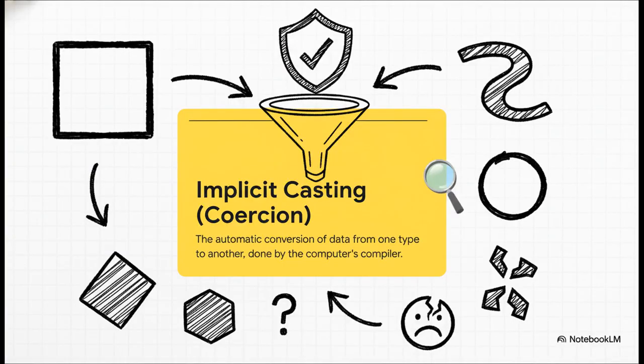This whole automatic process actually has a name. It's called implicit casting, or sometimes coercion. It's basically the computer's internal rulebook for what to do when different data types bump into each other. The goal is to avoid errors by making things fit. But as we're about to find out, this helpfulness can really backfire.